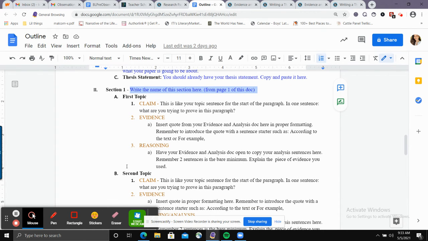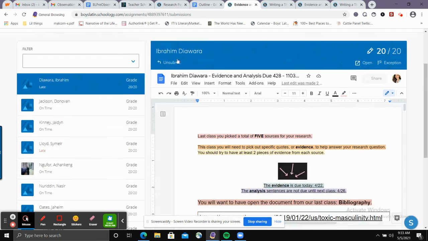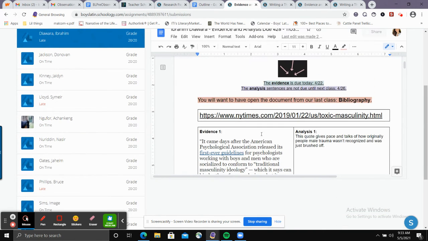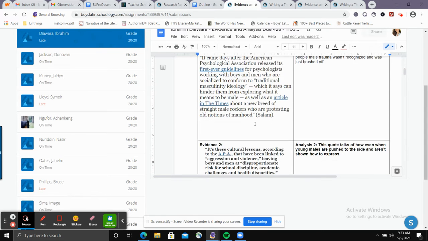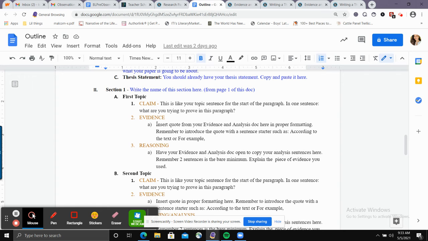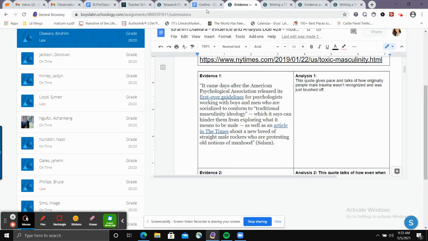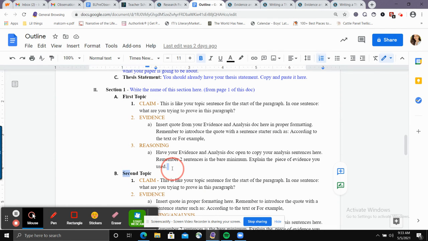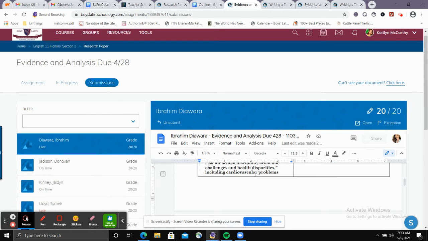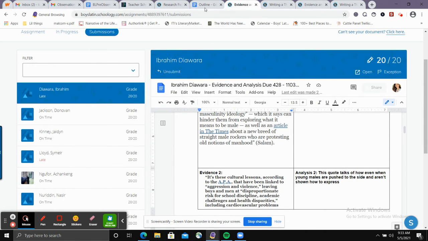The first topic and the second topic for section 1. So remember that in your evidence and analysis sheet, you came up with 2 pieces of evidence per article that you found. So you have to look at this outline as if your first topic is regarding that first piece of evidence, and the second topic is regarding that second piece of evidence that you found from that resource. So that's how you can think of it.